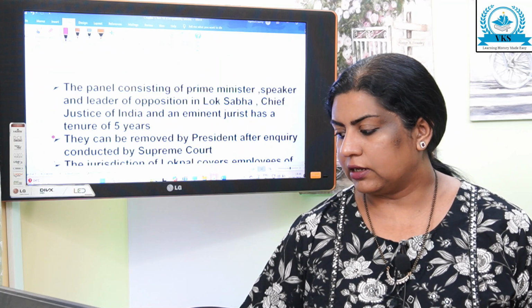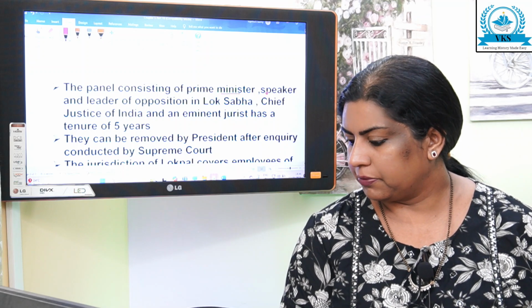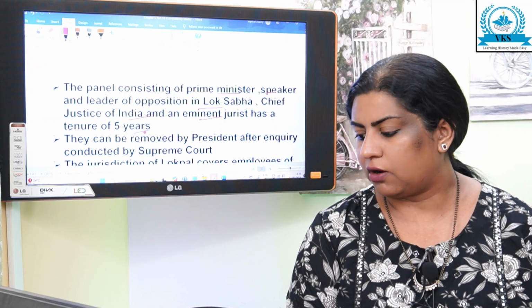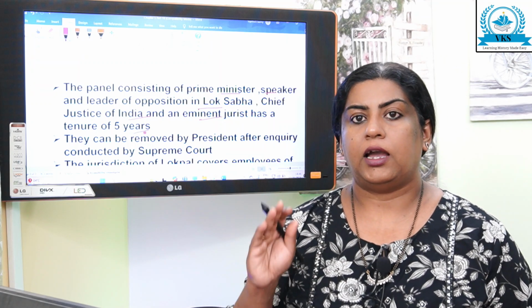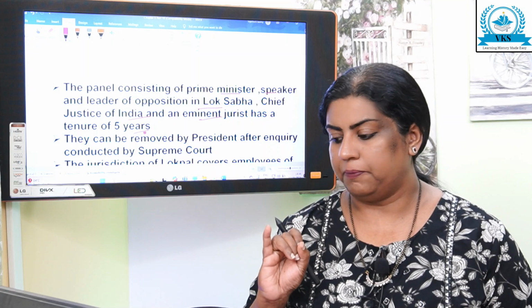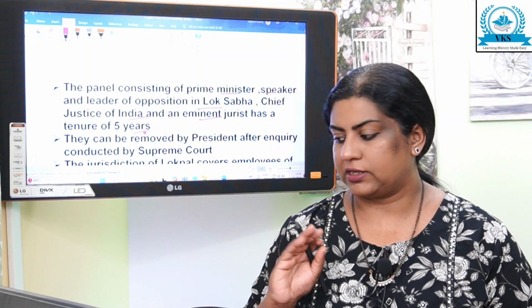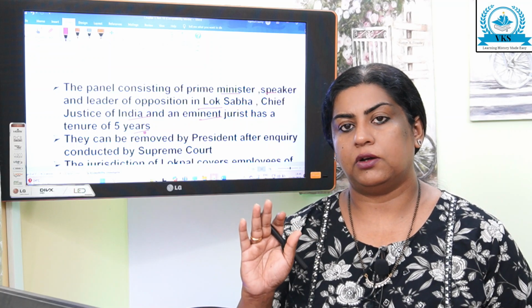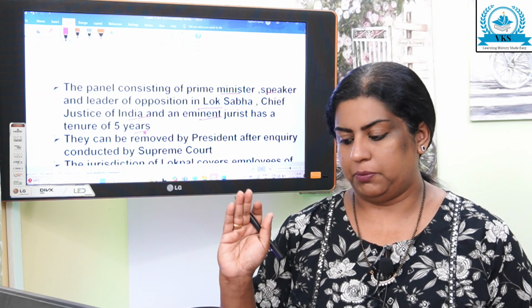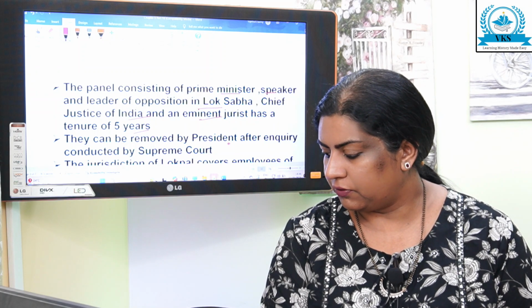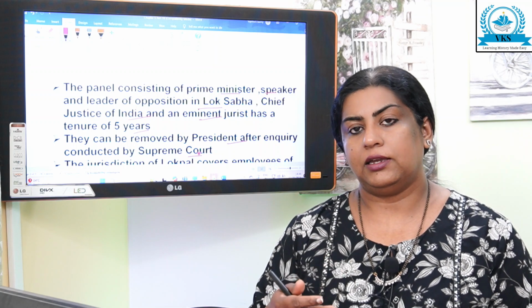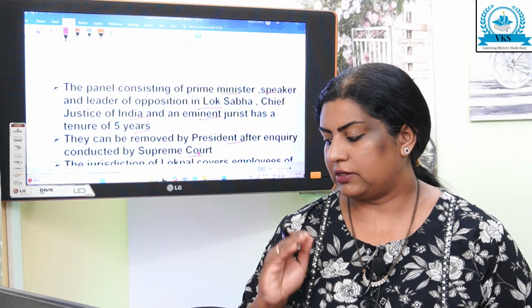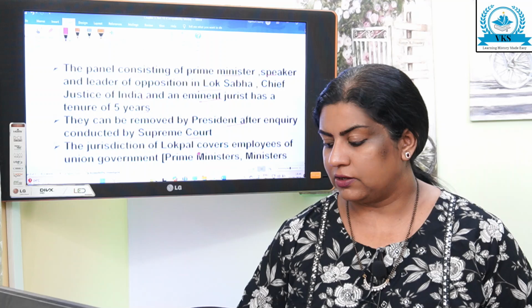Now there will be a panel consisting of the Prime Minister, the Speaker and Leader of Opposition in Lok Sabha, the Chief Justice of India and an eminent jurist. They have a tenure of 5 years. In any case, the right to remove them is in the hands of the President, and that too after an enquiry conducted by the Supreme Court.